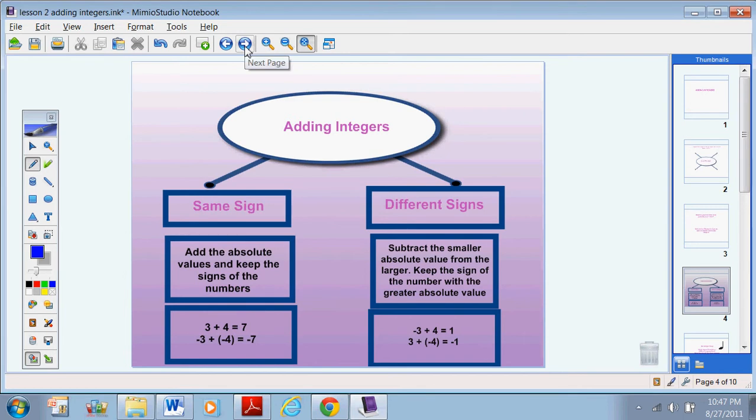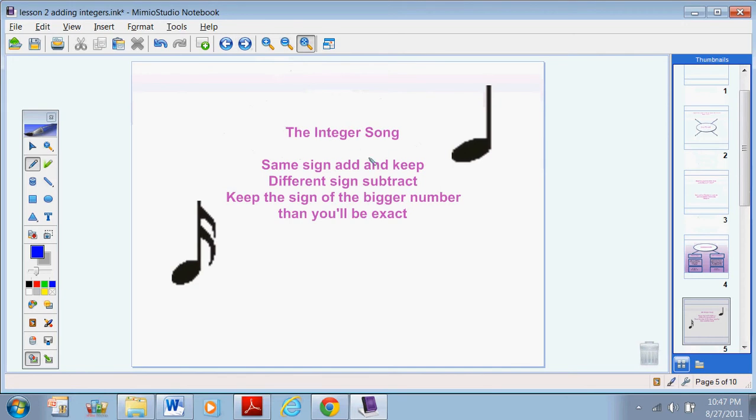You can always pause and copy this. This is a cute little song for you to remember the rule for adding and subtracting integers. Basically, the rule goes like this. It goes to the sound of row, row, row your boat. So it's same sign, add and keep, different sign, subtract. Keep the sign of the bigger number, then you'll be exact. So try to remember this little song. You cannot go wrong.